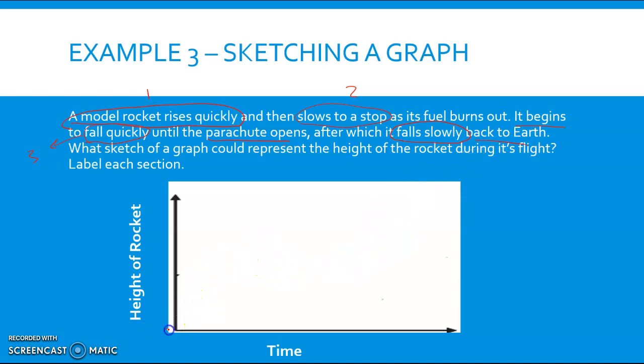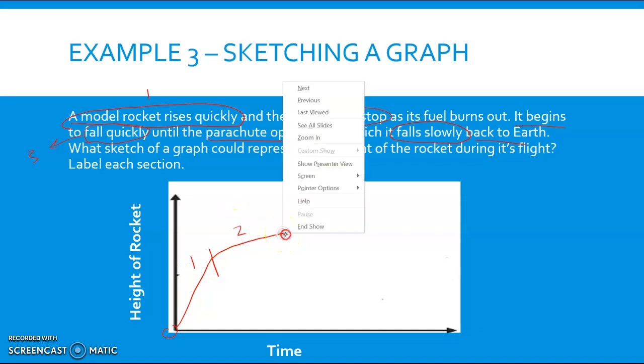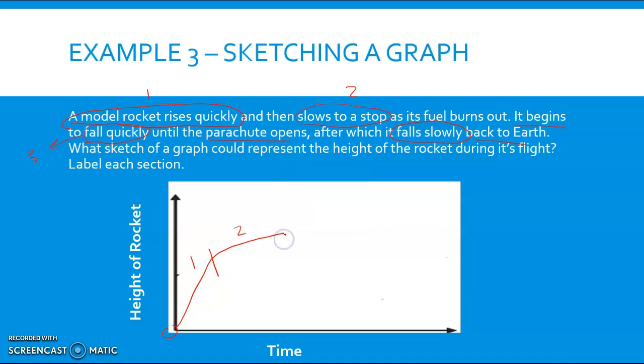If this is 0, 0 on your coordinate grid, the rocket's going to rise quickly, right? And it's going to slow to a stop as the fuel burns out. So here is interval 1. Here's interval 2. As the fuel burns out, it's going to not go anywhere for a little bit, right? And then it falls very quickly. Boom. Right? So here's interval 2.